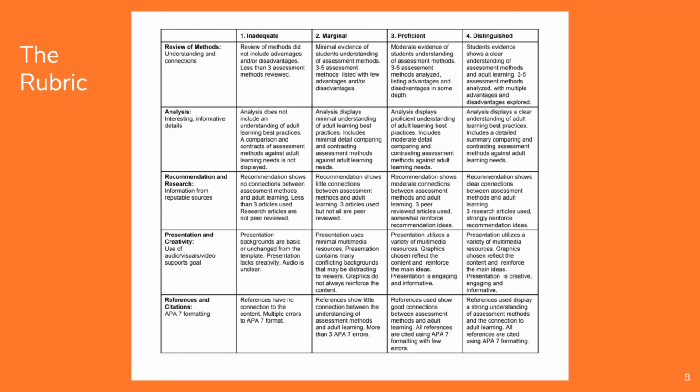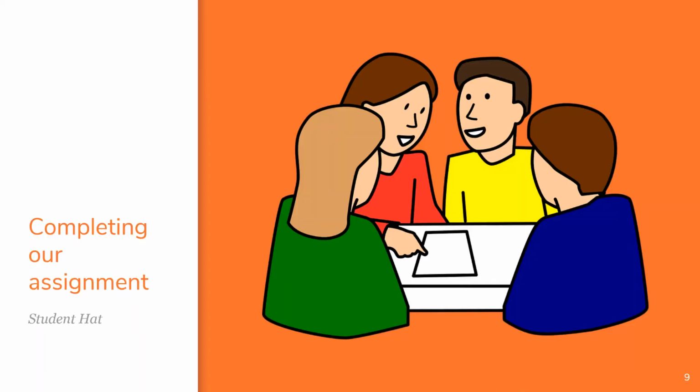The goal of this rubric is to provide students with clear instructions on what is expected for this assignment, breaking down the review of methods, analysis, the recommendation, and the research that they'll be doing, while also ensuring they're considering their presentation and creativity, as well as ensuring that all references and citations are utilizing APA 7 formatting.